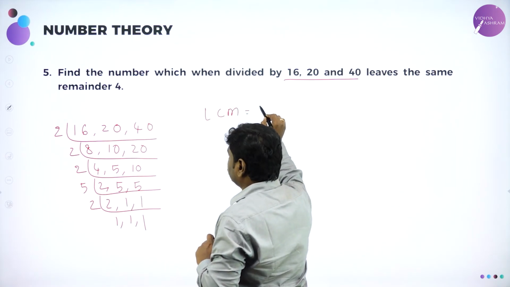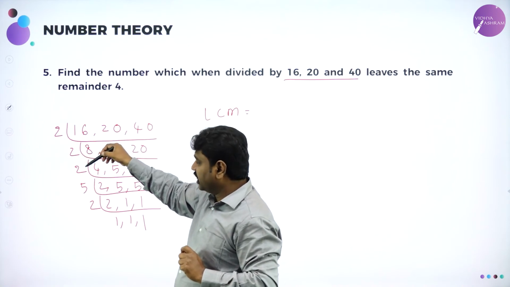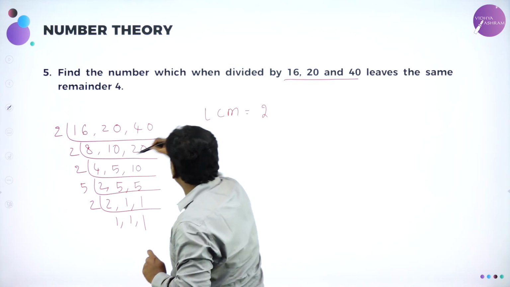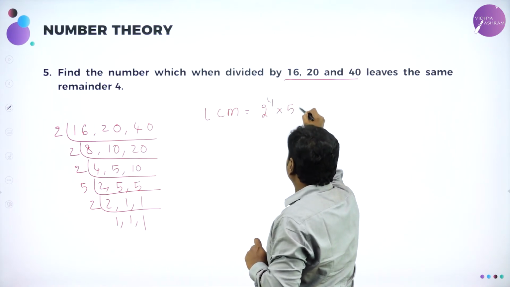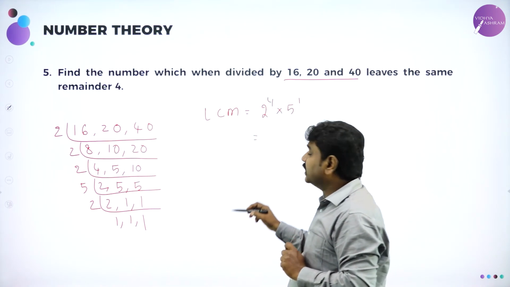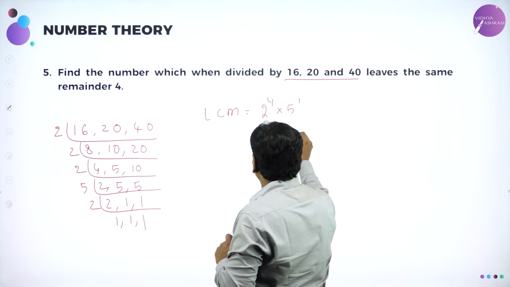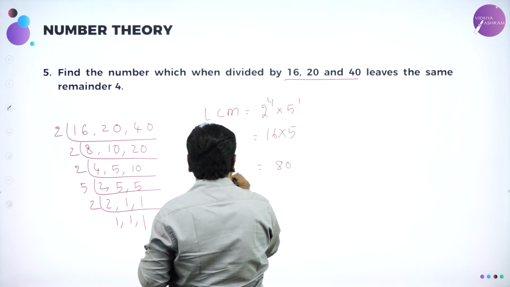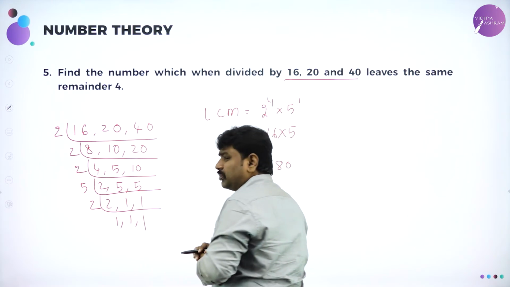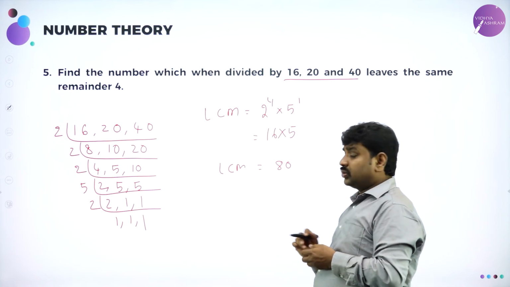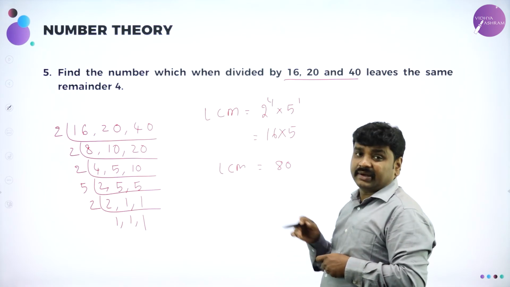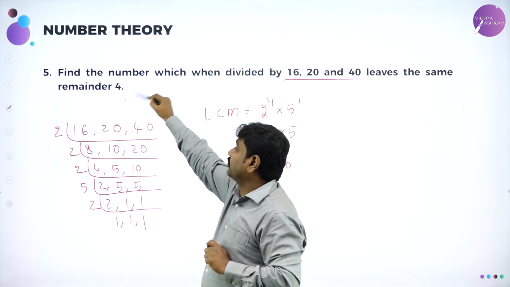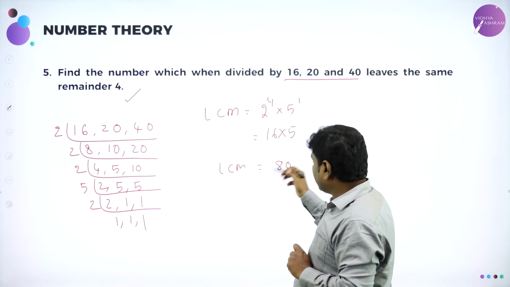Now the LCM is equal to multiplying all of these: 2 2s are 4, 2s are 8, like that. How many times did 2 occur? 1, 2, 3, 4, so 2 to the power 4, into 5, which occurred 1 time. So 2 to the power 4 is 16, into 5, that is 80, the LCM. So 80 is the number which is divisible by all 3, but it should not divide, it should give remainder 4. Remainder 4 means to 80 you add 4.